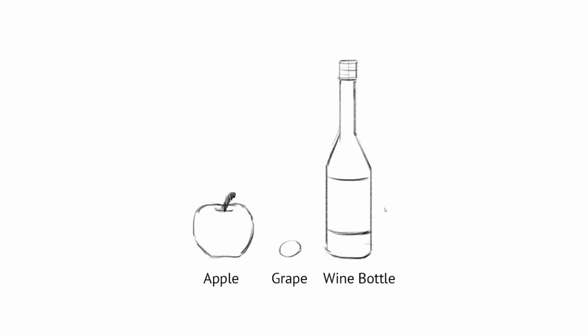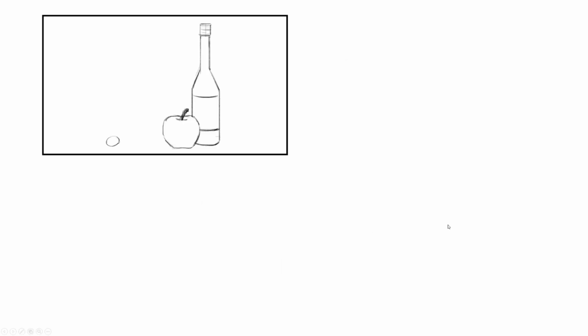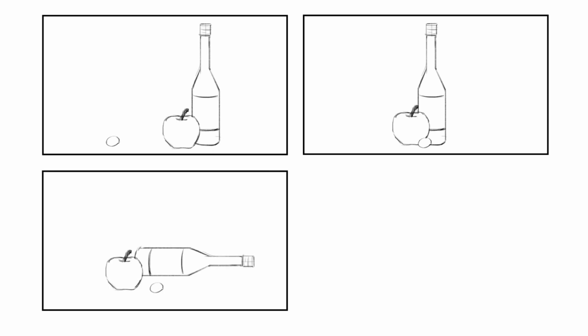So here's an example. We have an apple, a grape, and a wine bottle. And depending on how we arrange these objects, we can tell different stories. In the first example, we have the apple beside the wine bottle and a grape placed far from both of them. The second example, all three of them are together. The third example, the wine bottle is toppled.